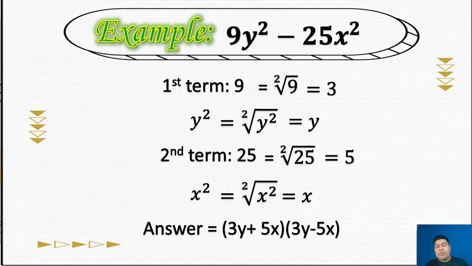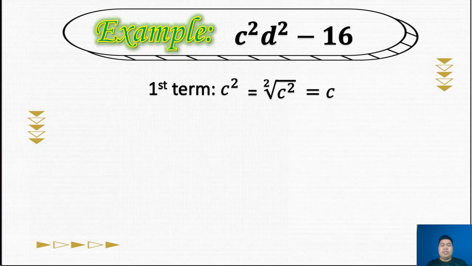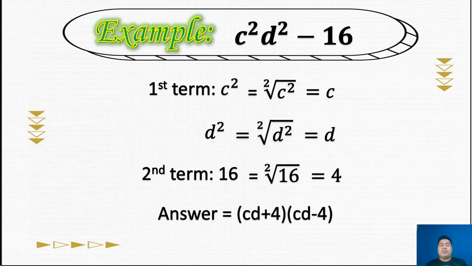Okay? Let's try to have another one. Example number 3, we have c squared d squared minus 16. The first term, c squared, the square root of c squared is c. We have the d squared, the square root of d squared is d. Then the second term, we have 16. The square root of 16 is equal to 4. Now we already extracted the roots. We have cd and 4. And let's put the addition and subtraction sign. So our final answer here is cd plus 4, then cd minus 4.